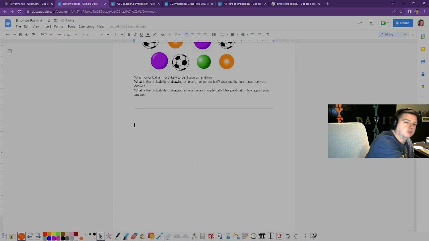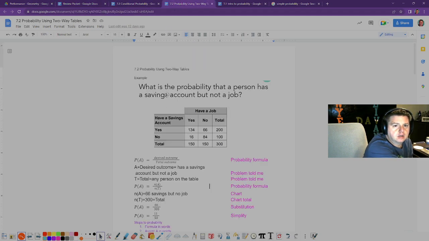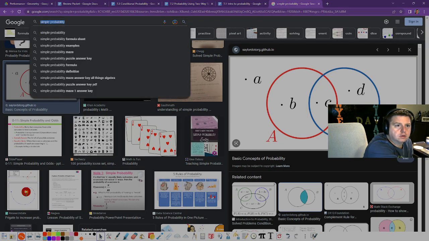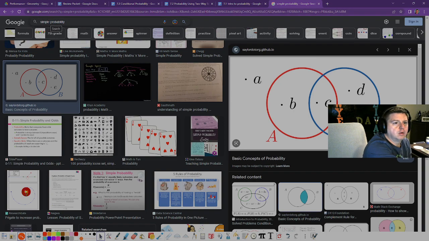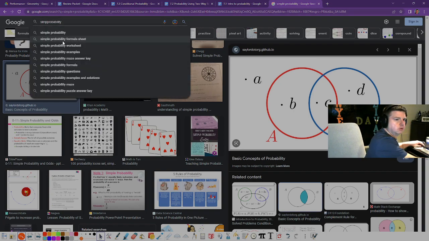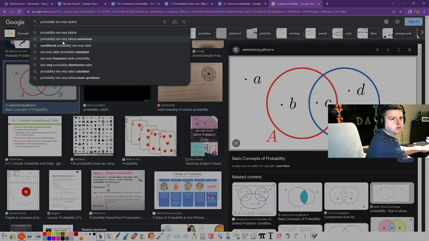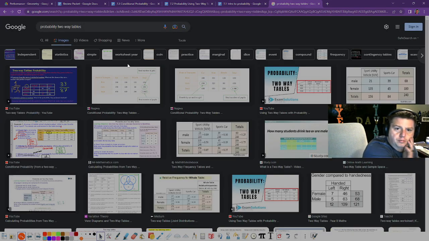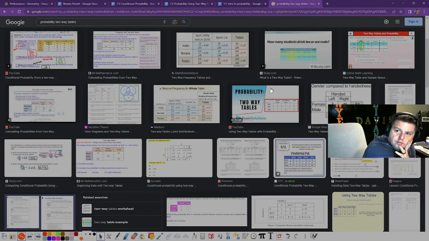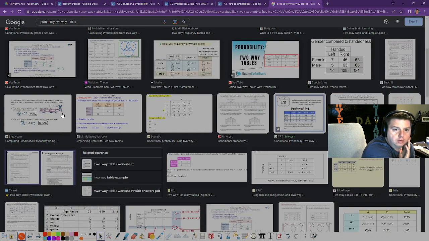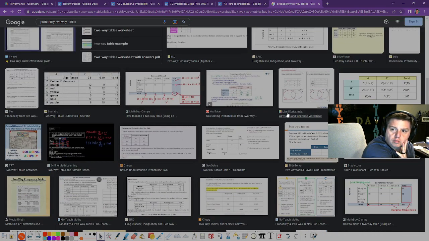Now, moving on to 7.2, that is two-way tables, probability with two-way tables. So we want to do probability and go to two-way tables. Okay, and then they have a plethora of two-way tables. And what we'll do is we'll borrow a two-way table.